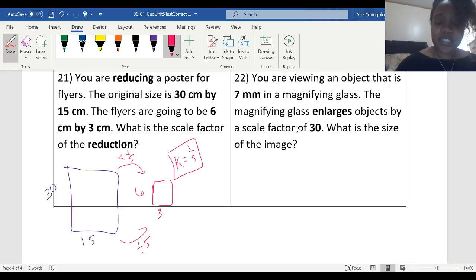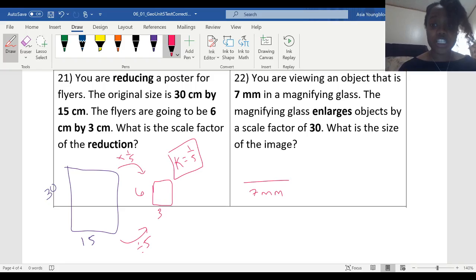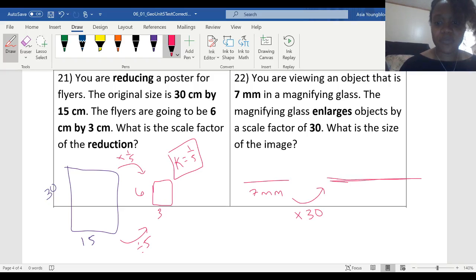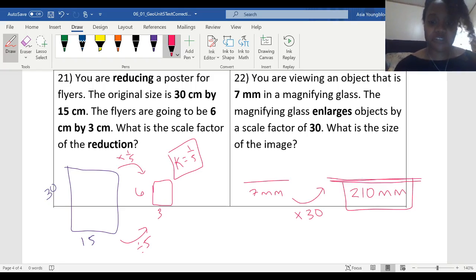22. You are viewing an object that is 7 millimeters in the magnifying glass. So the original size is 7 millimeters, and the magnifying glass enlarges the object by a scale factor of 30. So it's going up by a scale factor of 30, so that means you're multiplying by 30. And we want to find the image, the new one, after it's scaled up by 30. So all you would do is 7 times 30. 7 times 30 gets you 210 millimeters. So that's our answer. And again, that's the only work you need to show. 7 times 30. You can draw the little picture I drew if you want, but you don't have to.